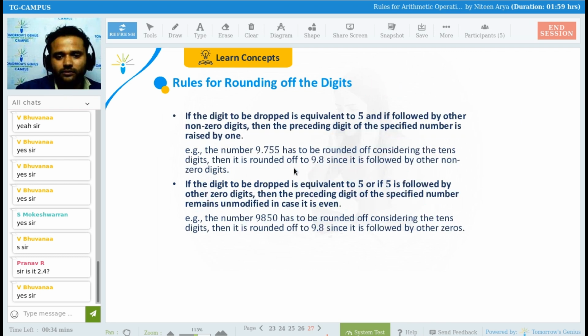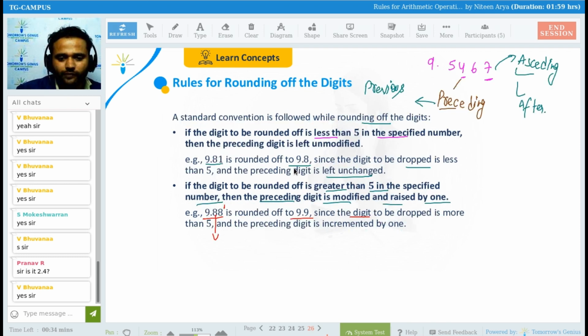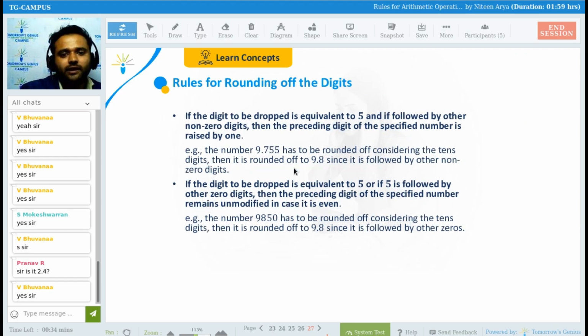Good. Okay. Now we have some more rules. These are the most common rules. First one, second one, done; let's discuss the third and fourth rule. If the digit to be dropped is equivalent to 5, and it is followed by other non-zero digits, then the preceding digit of the specified number is raised by 1.